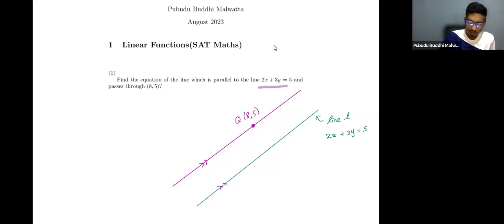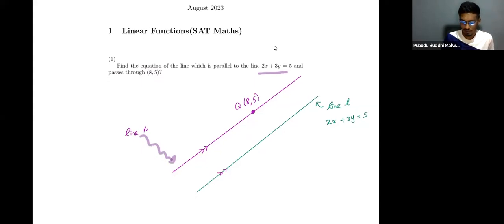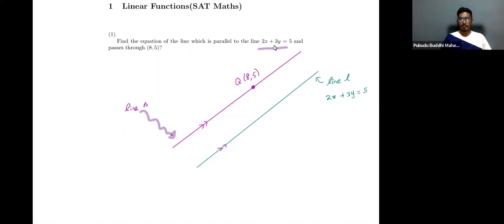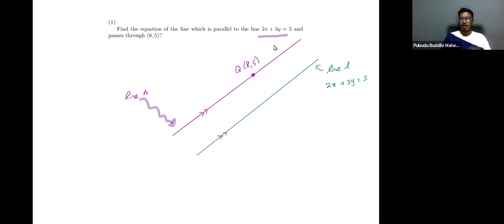So what do we need? We need the equation of this purple line. Let me name that line as line N. Basically, we need that equation of line N. So to compute equation of a line, either we need 2 points on that line or 1 point and the slope. Here we can compute the slope of line N. Why? Because these two lines parallel. So therefore we can use that idea.